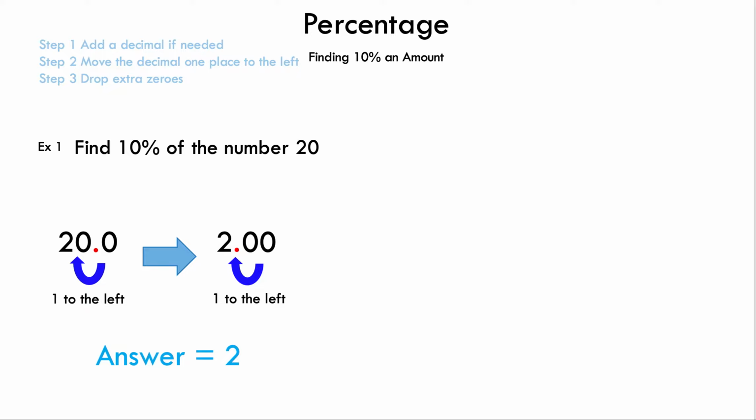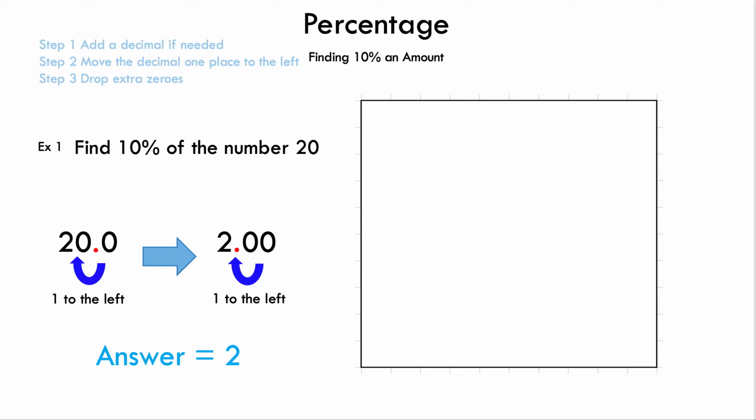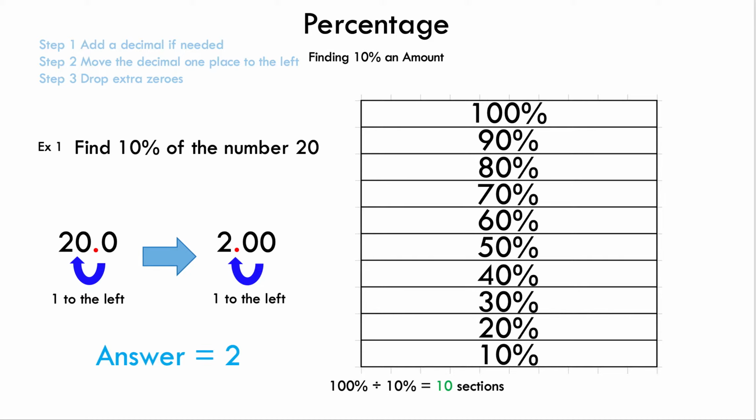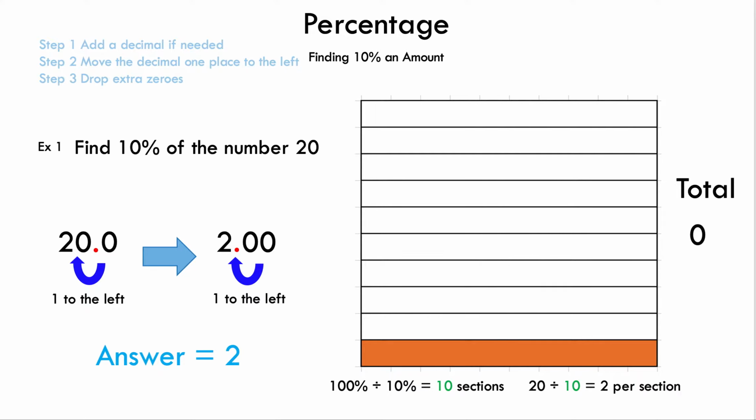Now we're going to show you why this is the case visually. So we're going to draw a square which represents the number 20. We're going to divide it into 10 sections because 100% divided by 10% is equal to 10 sections. And now we're going to change those sections into percents, starting at 10% and going to 100%. Now let's go ahead and highlight the 10% or our answer. And now we need to figure out how much is in each section. So we're going to divide 20 by 10 and the result is 2 per section. So we're going to put 2 in the highlighted section, which is our answer.